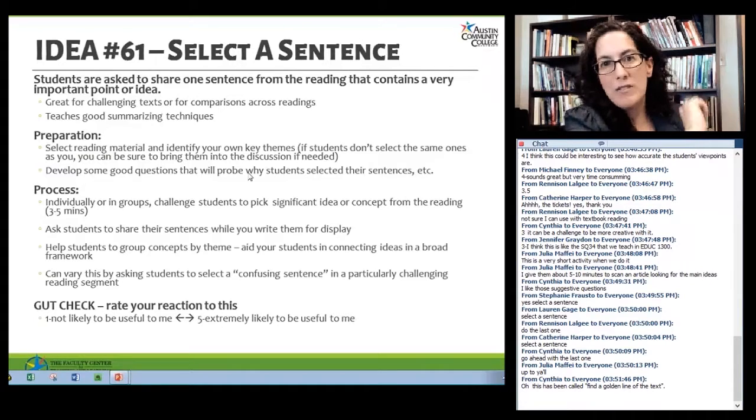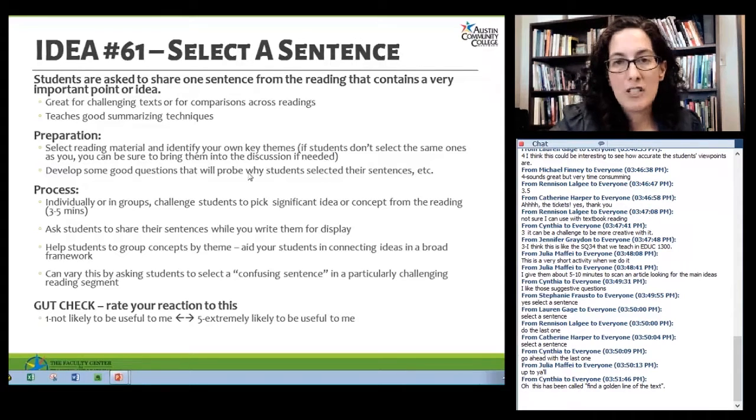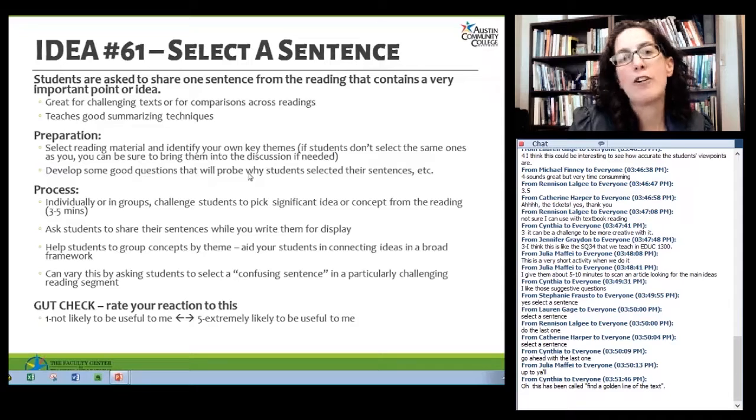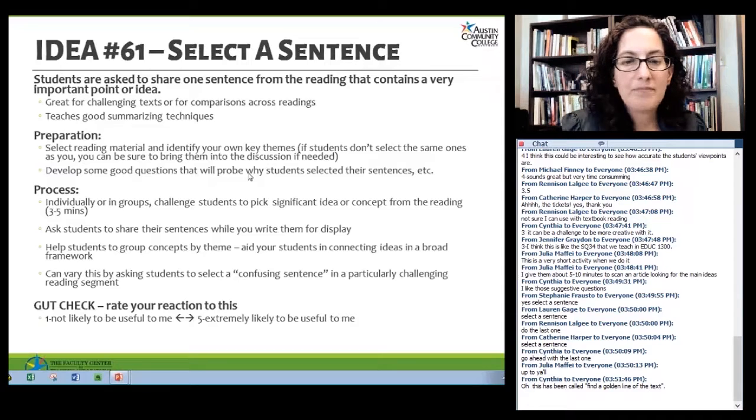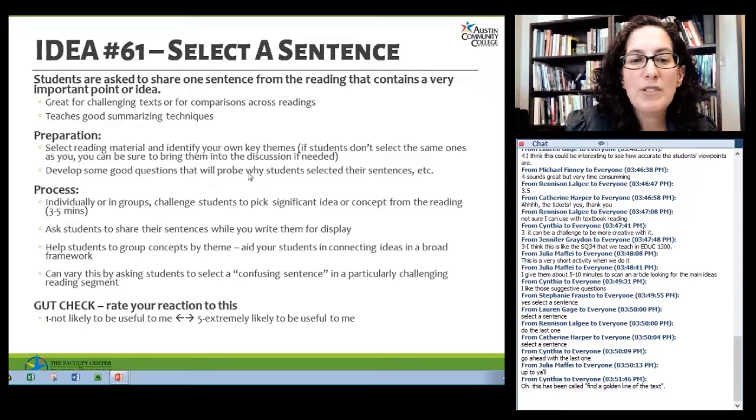The authors recommend, just as students say what they want to say, you can write it down on the board. I've actually asked students to write them down on an index card or a sheet of paper, and then that way I can read it much more easily and I can just share it that way. Or you can stick them up on a wall even if you want to. Then you help students group the concepts by theme.